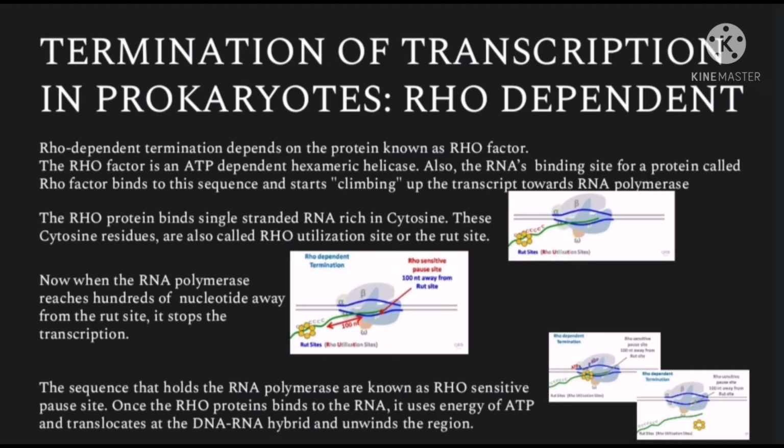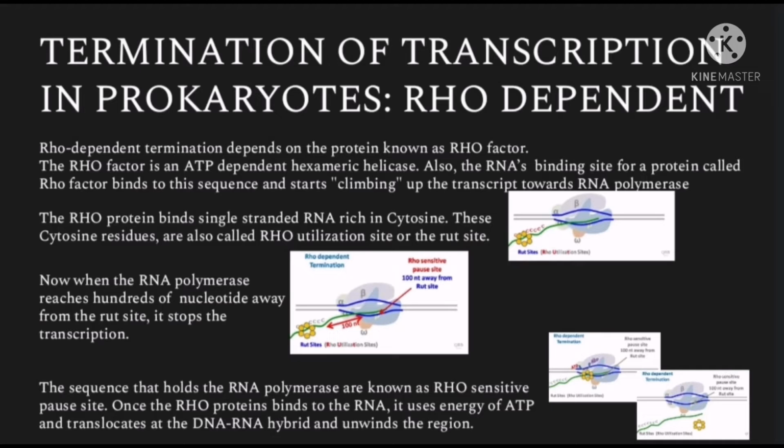The Rho protein binds to single-stranded RNA rich in cytosine. These cytosine residues are also called the Rho utilization site, or the RUT site. Please zoom in to see the yellow hexamer on the image.